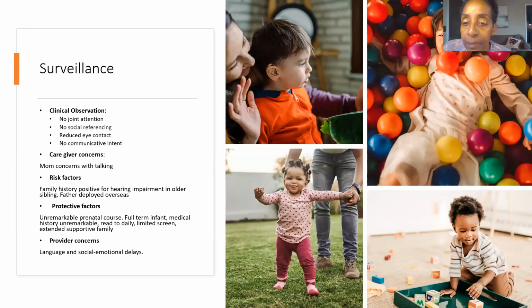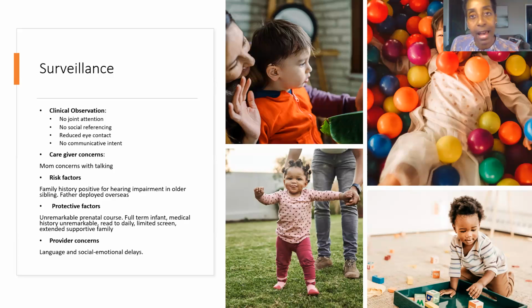Back to my little peanut. I had already engaged in surveillance as I walked into the room. In my clinical observation, I noticed that this child did not display any joint attention. That is a developmental skill that emerges around 9 months. When I walk into a room, regardless of what the child is doing, I look for them to look at me, then look back at their caregiver to say, do you see what I see? And then look back at me. So it's that shared attention.